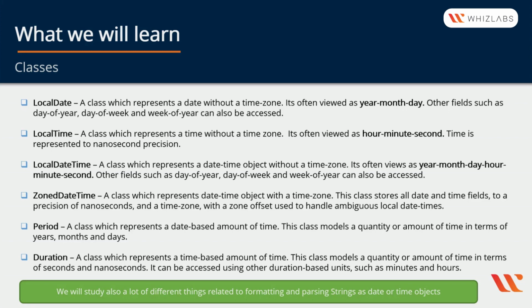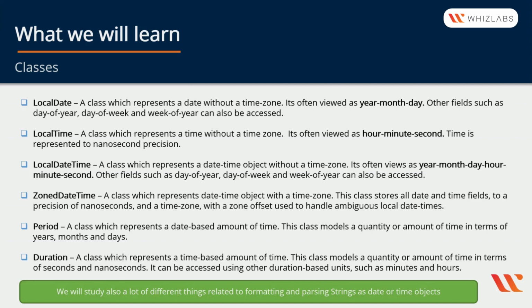We have also ZonedDateTime, which is a class that represents a date-time object with a time zone. This class stores all date and time fields to a precision of nanoseconds, and also a time zone, with a zone offset used to handle ambiguous local date times. A good example of ZonedDateTime is a conference call at 9 AM UTC. If you live in London, that's fine, but if you are in the US, depending on where exactly in the US you are, this will be after midnight.